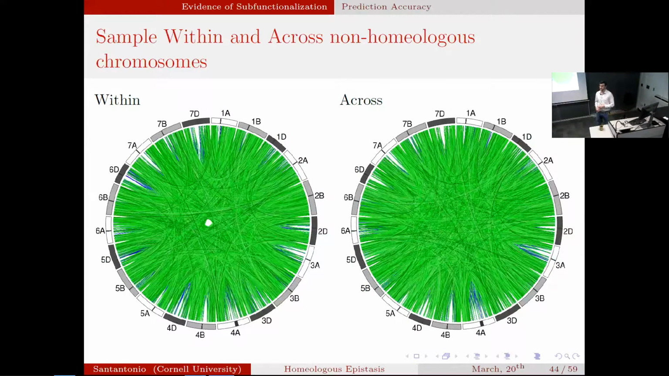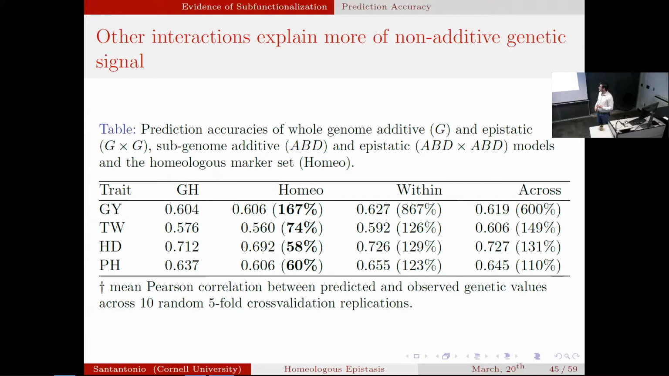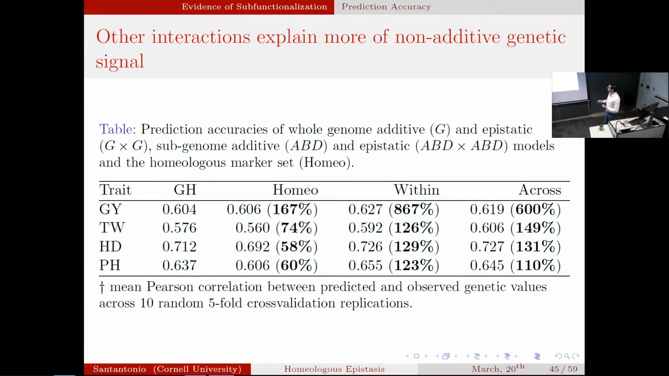Okay. For sanity's sake, we also sampled random pairs within and across the genome of markers, and then we looked at their prediction accuracy, and you'll see that we actually got higher prediction accuracy with these random pairs within and across, which might be like, oh man, did we miss something?